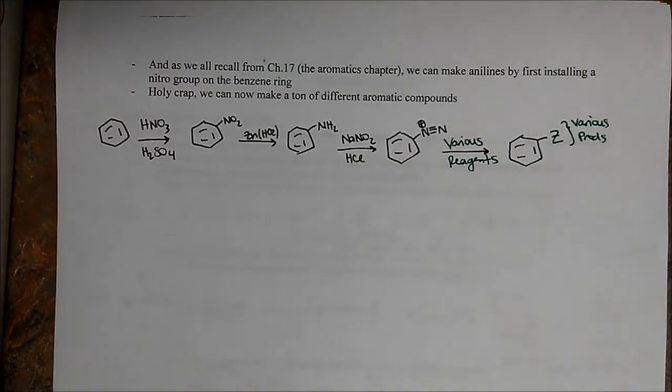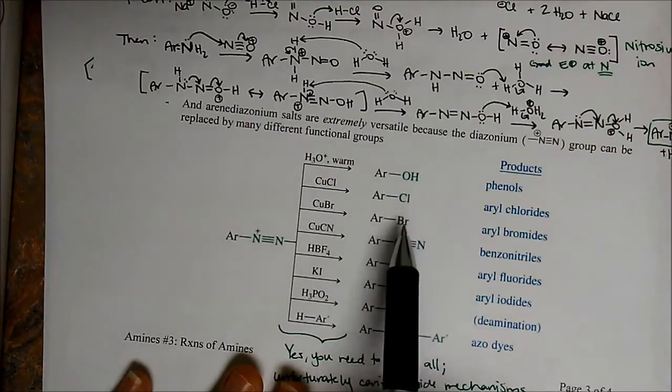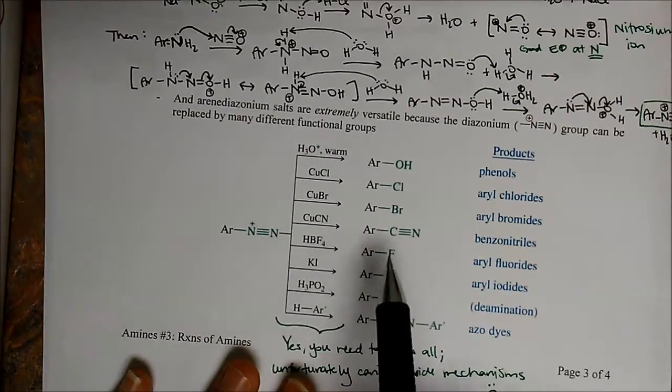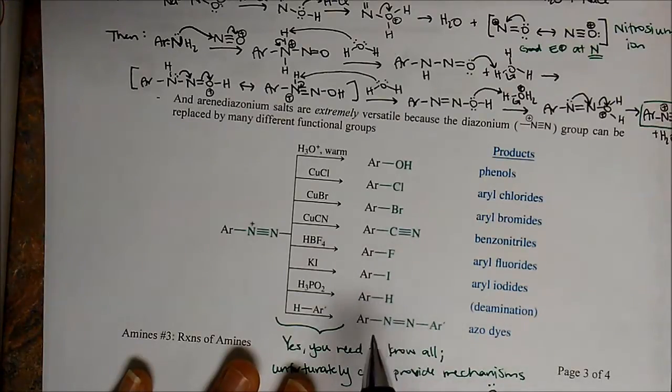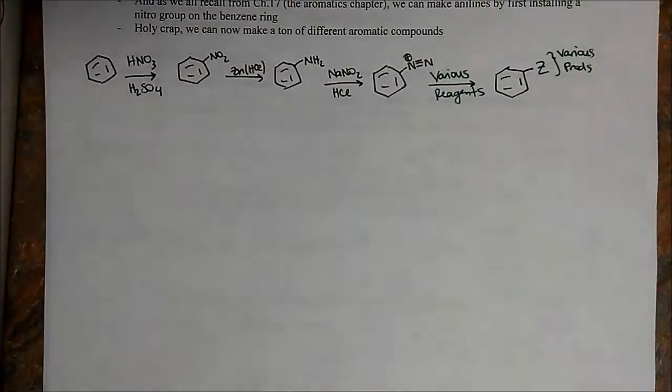There's really no other good way to make some of these compounds. We don't know any EAS reactions that put an alcohol on there. We do know EAS reactions to put chlorines and bromines on there, and fluorines and iodides, but cyano groups, or to get an H out, and these are really cool. These are coupling the aromatic groups. We don't know any other good ways to do this. So that's why these are super, super useful.